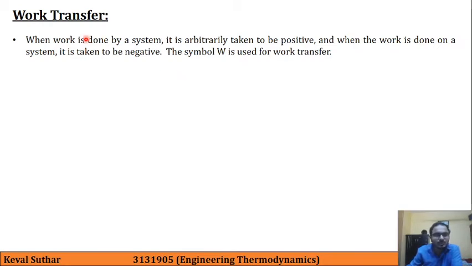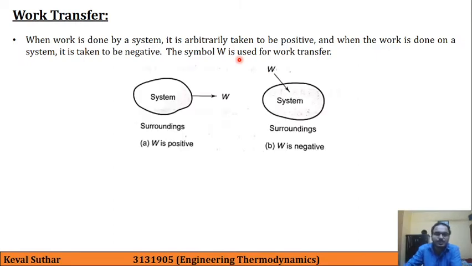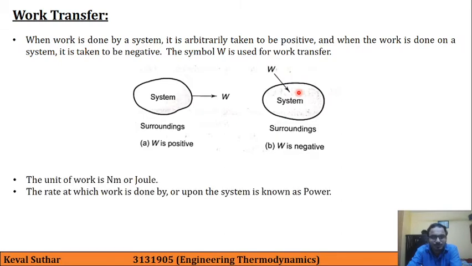Now there is a sign convention. When the work is done by a system, it is arbitrarily taken to be positive, and when the work is done on a system, it is taken to be negative, and symbol W is used for work transfer. So here, as you can see in this figure, in this case the work is done by the system, so it is positive, and here work is done on the system, that's why it is negative. Now unit of work is Newton into meter or joule.